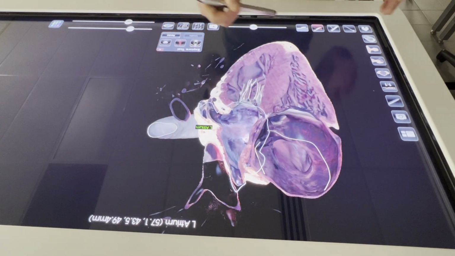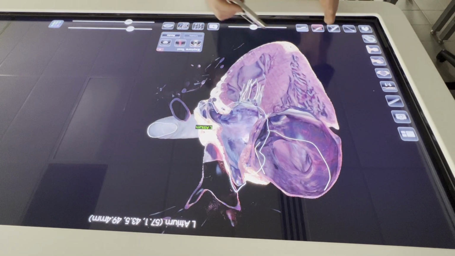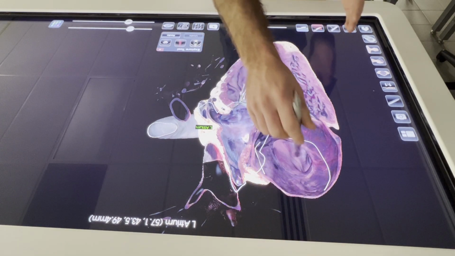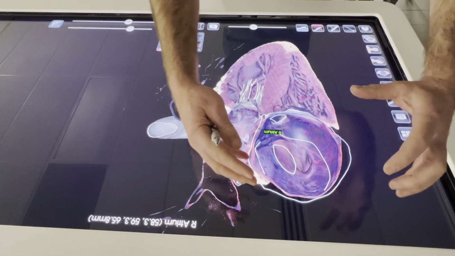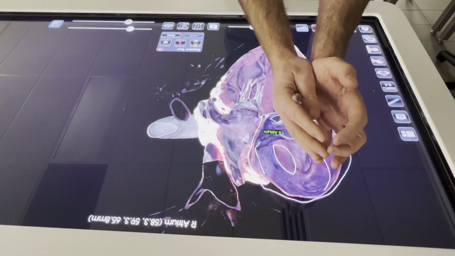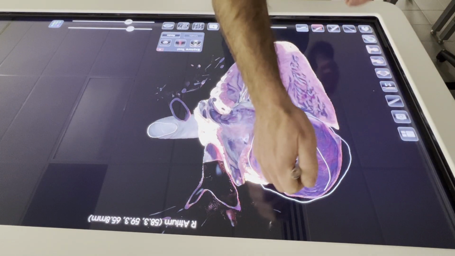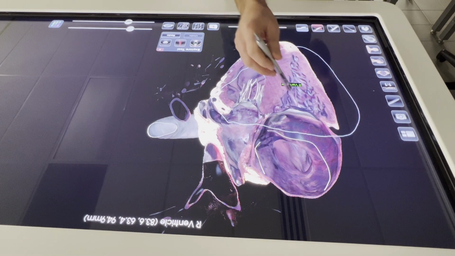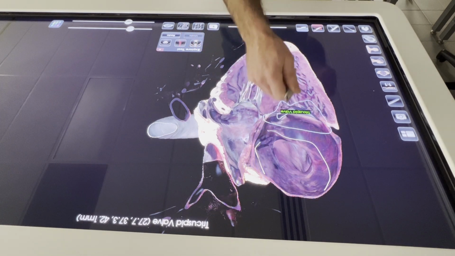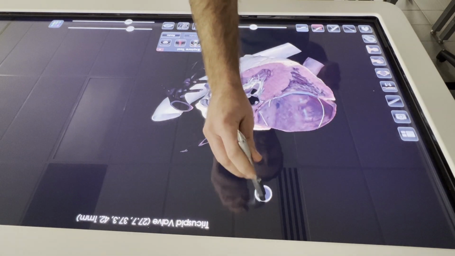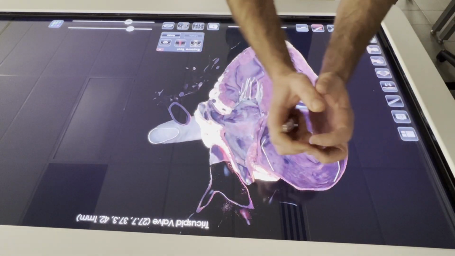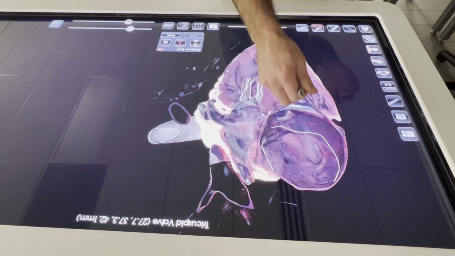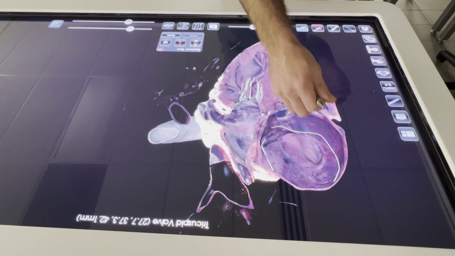So deoxygenated blood is going to be coming from the superior and inferior vena cava, and they're going to empty into the right atrium. That atrium is going to contract and force blood down into the right ventricle. And it's going to go through that tricuspid valve right here. So it's going to contract and force blood through that tricuspid valve into the right ventricle.